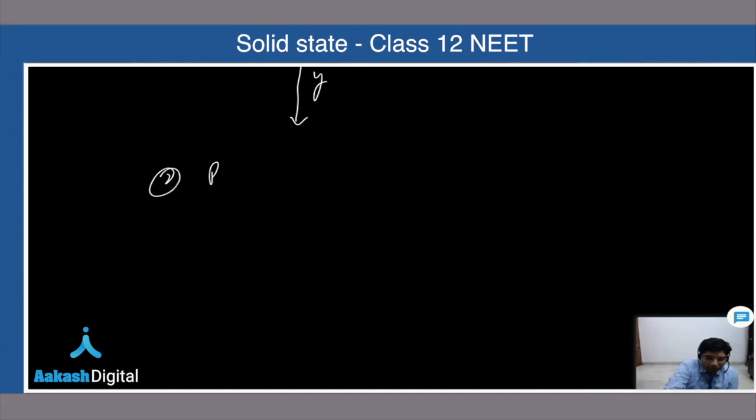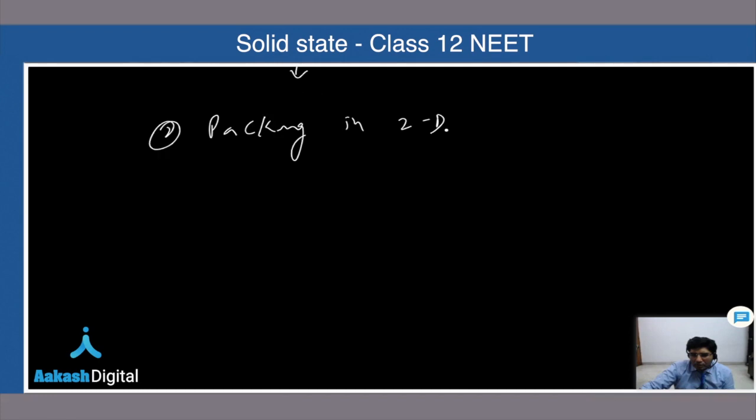Now, packing in 2D. It can be different, but now we are in the learning mode. We are not in the perfect mode. We are in the learning mode. So we have to take them the same. Rank is 6. Which rank? Rank is the total number of atoms in the unit cell. There is no unit cell.